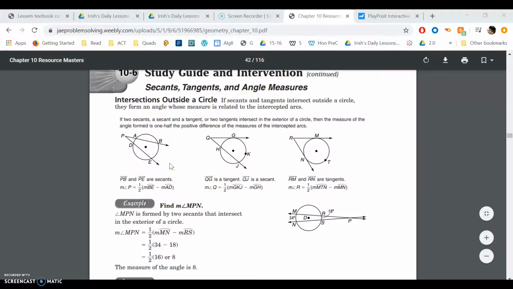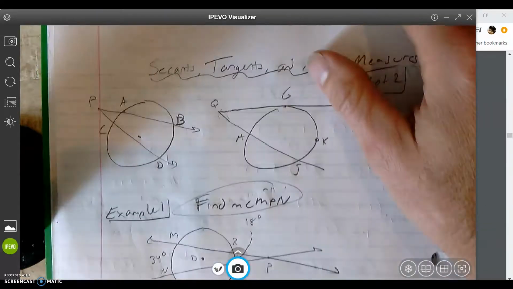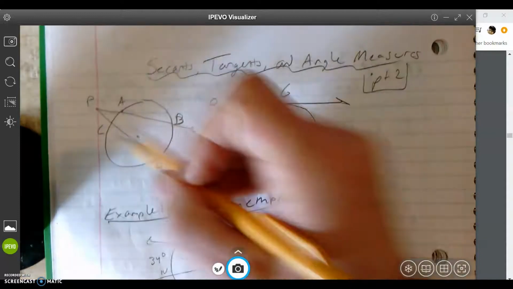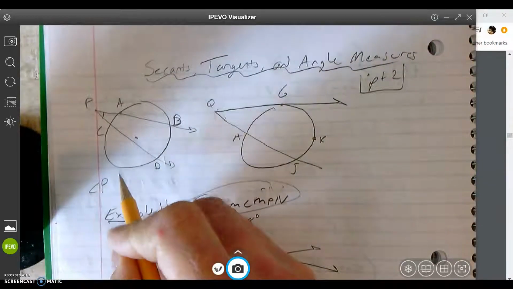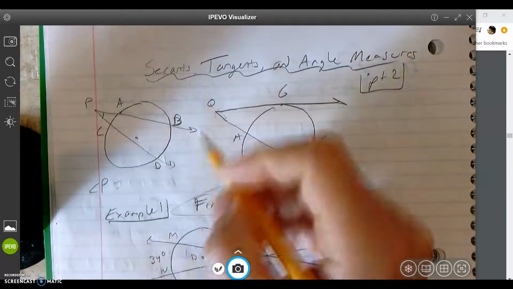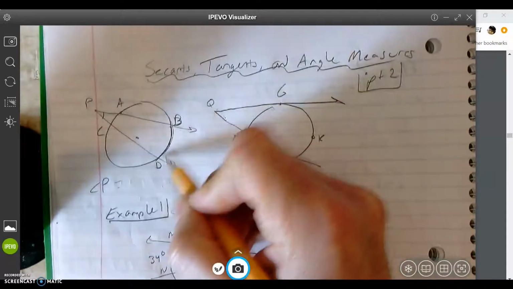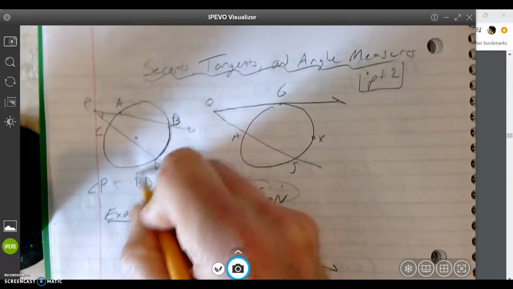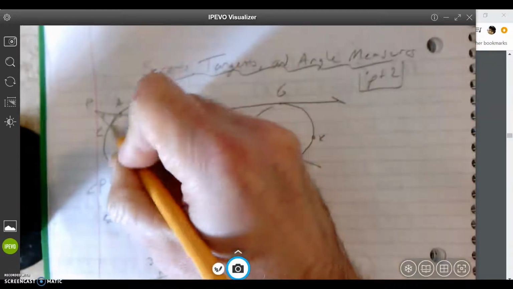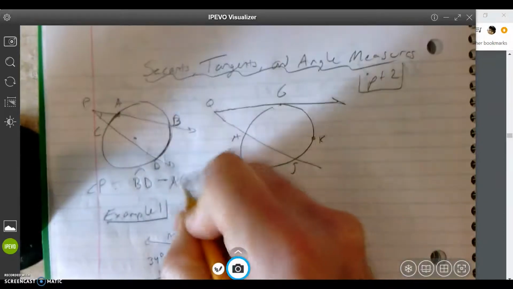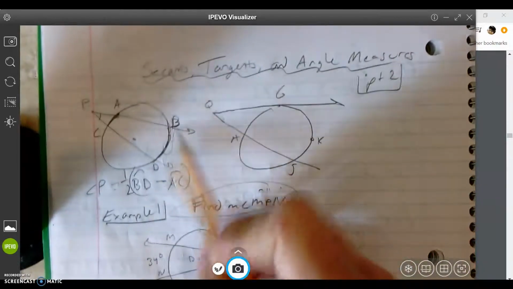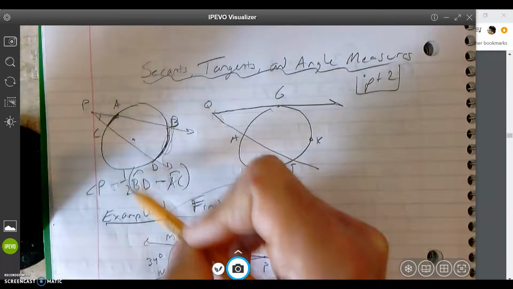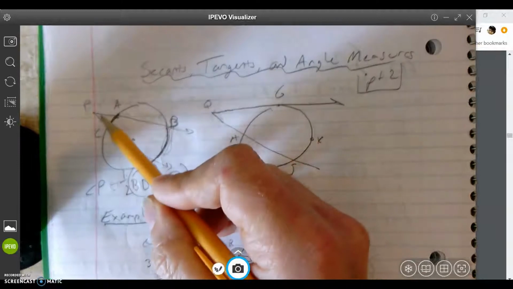All right, cool. So what does this mean? First off, this is what we're going to talk about. So here are my notes. This angle here, angle P. Write this down next to your notes. It's the same drawing as before. Angle P equals, you take this big arc, arc BD, and subtract from it this small arc, AC, and then take half of that. So this arc minus this arc, and half of whatever that difference is, is angle P.